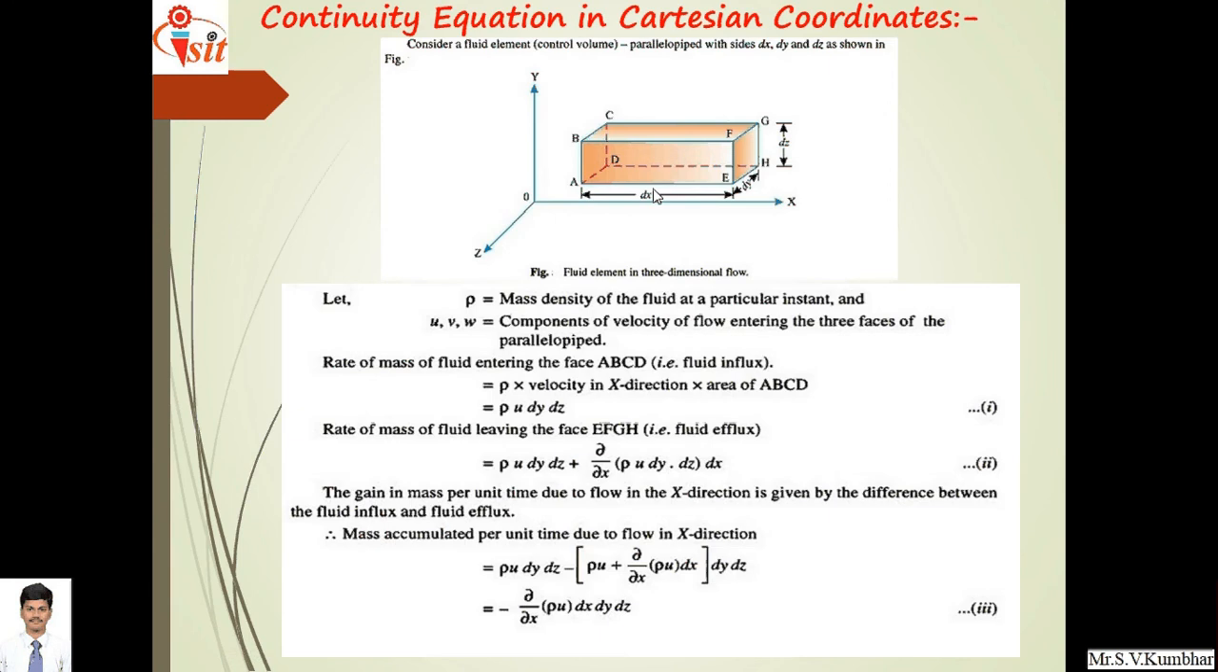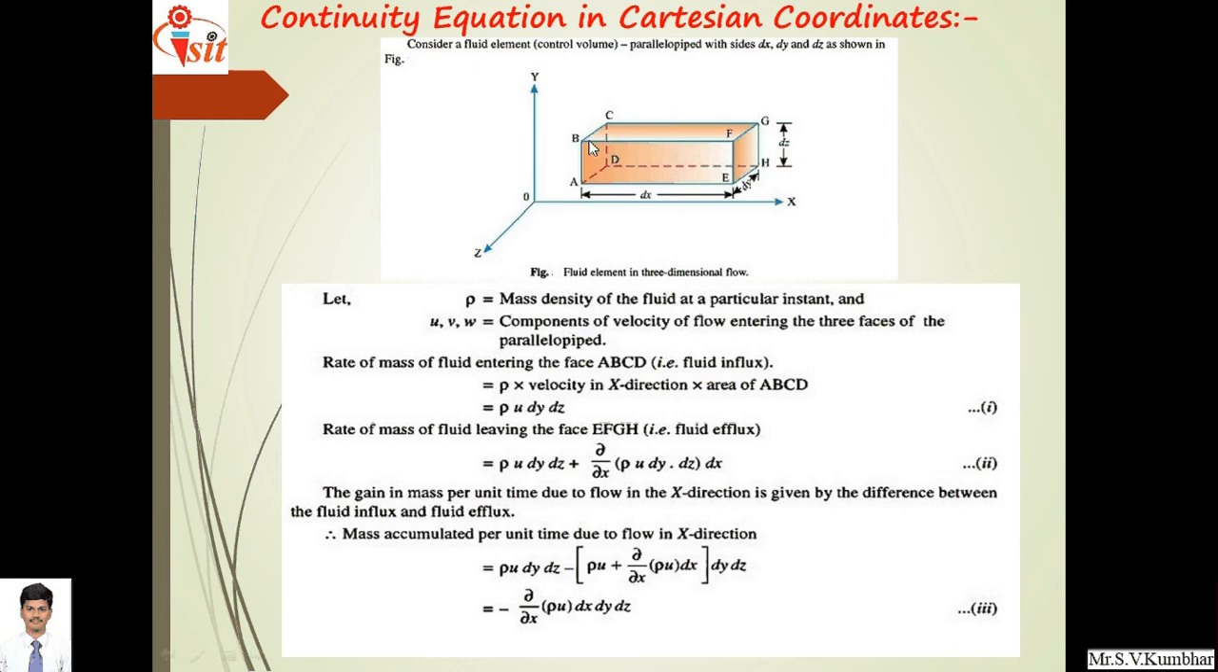Now consider rho is the mass density of fluid at a particular instant. U, V, W are the velocities along x, y and z direction respectively. Now first of all consider face ABCD. The rate of mass of fluid entering through face ABCD, we call it fluid influx, is equal to density multiplied by velocity along x-axis and multiplied by area.